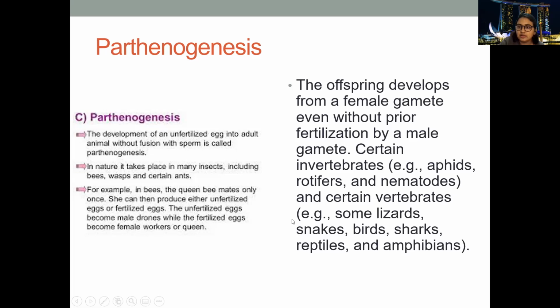Then another one, not relevant to this topic, but I'm just telling you one more important terminology: parthenocarpy. Do you know what parthenocarpy is?